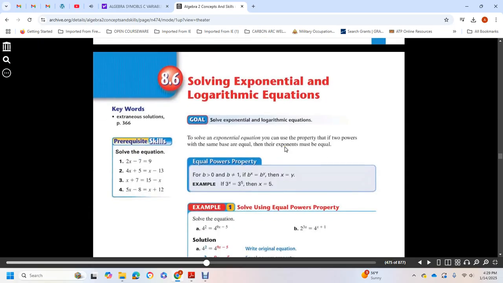8.6, solving exponential and logarithmic equations. Goal: to solve exponential and logarithmic equations. To solve exponential equations, you can use the property that if two powers with the same base are equal, then their exponents must be equal. Equal powers property: b is greater than 0 but b is not equal to 1, and if b to the x power is equal to b to the y, then x is equal to y.